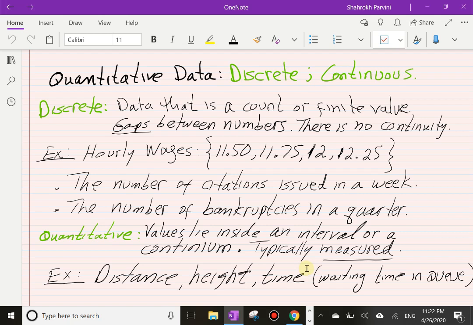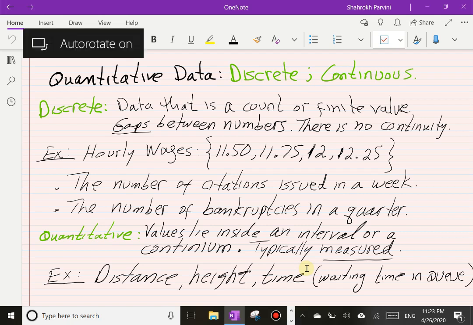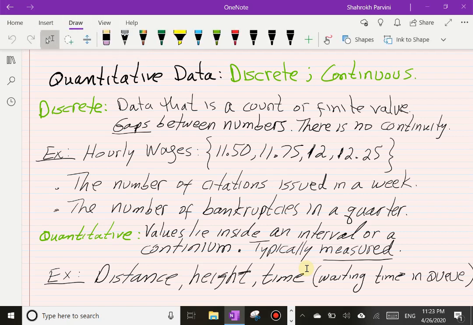So actually, let me correct this a bit. What I want to do is erase this information right here, because both of these are quantitative. More specifically, we're talking about continuous, right?